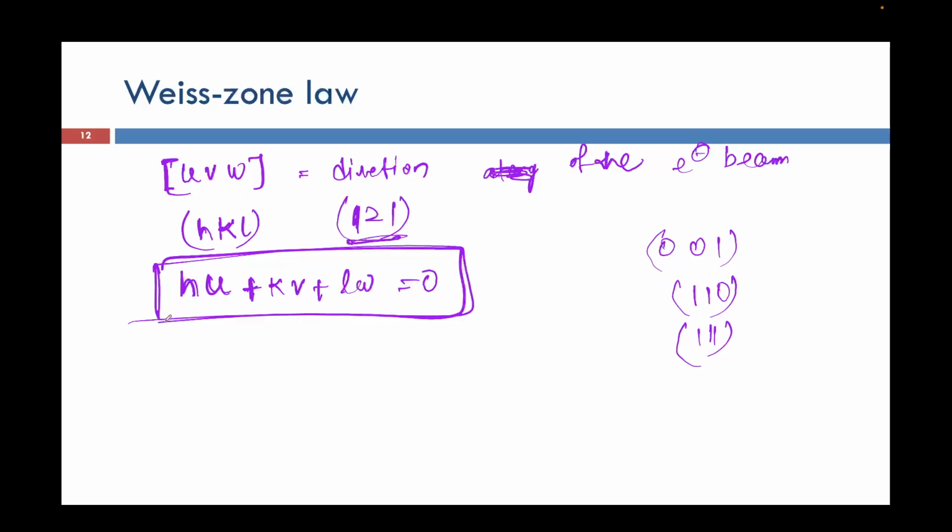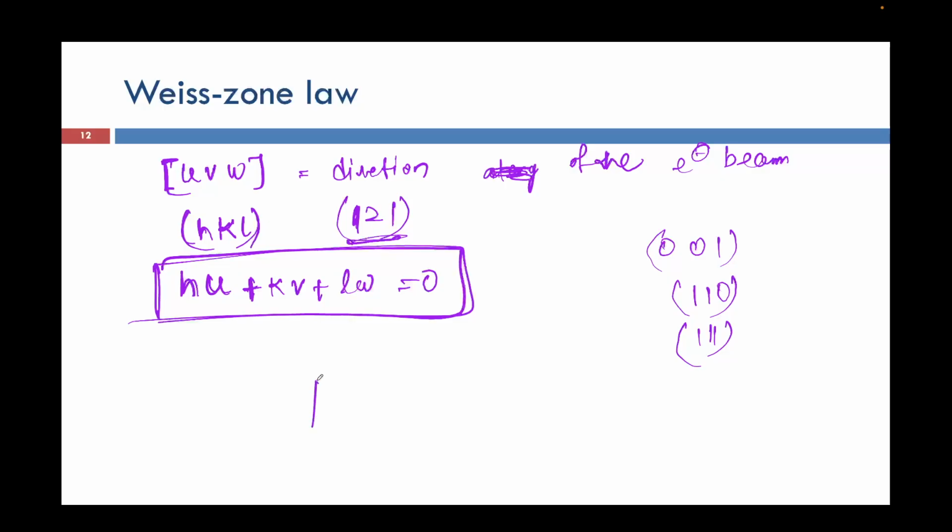And here I am saying the zone axis means the direction along which the electron beam is coming. It might be parallel or it might be anti-parallel. And here I can say, how can you say physically that for HKL and UVW, the multiplication HU plus KV plus LW will be 0?